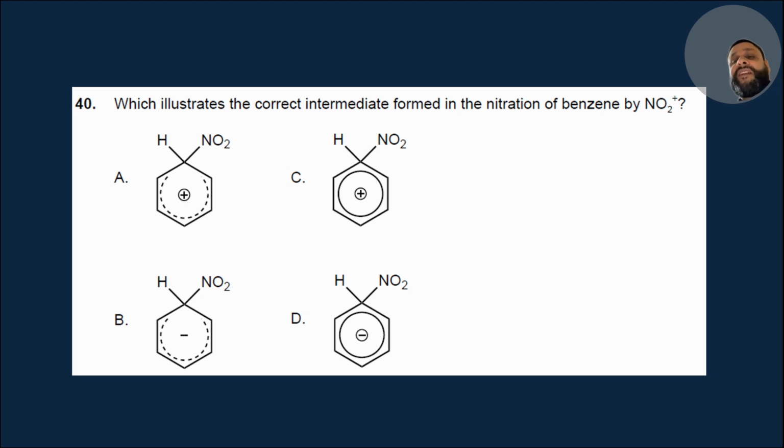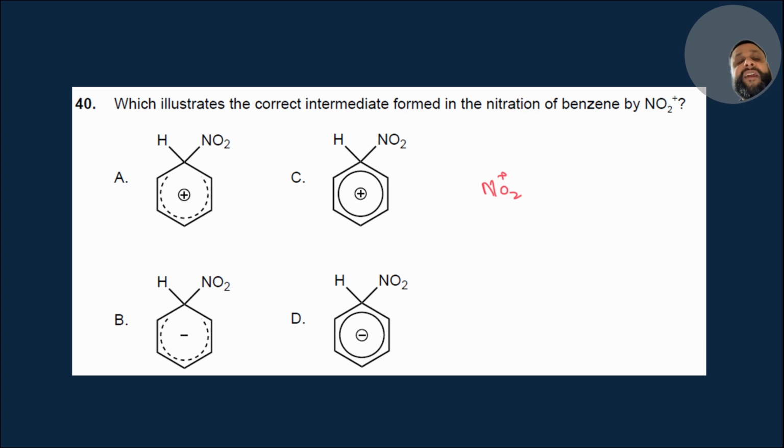Which illustrates the correct intermediate formed in the nitration of benzene by NO2+? Benzene undergoes electrophilic substitution reactions, and in the first step, the nitronium ion NO2+ reacts with benzene and an intermediate is formed. So the first step involves attack by the electrophile NO2+. A pair of electrons from the pi system of delocalized electrons is donated to the electrophile. So benzene is acting as a Lewis base and NO2+ is acting as a Lewis acid.